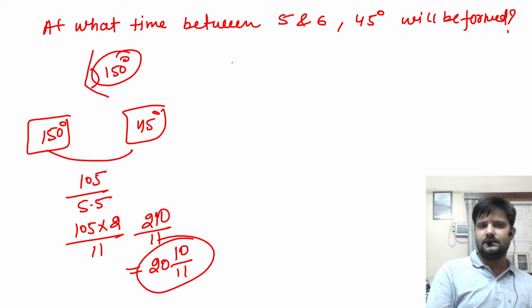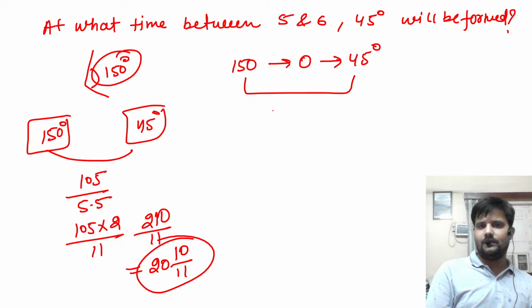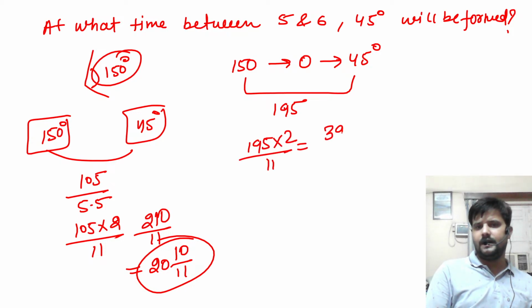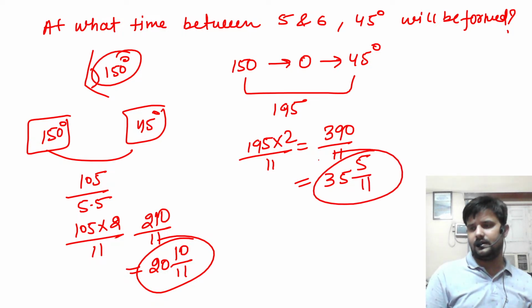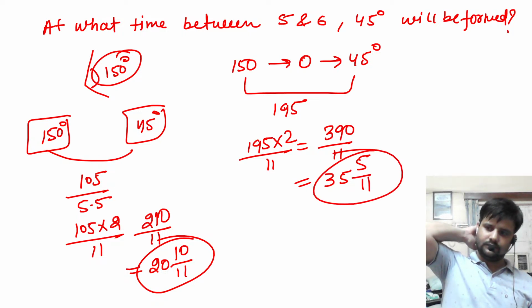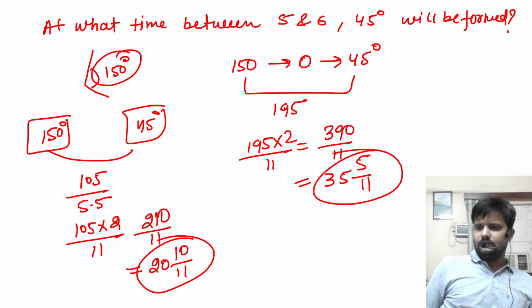Now the second instance of forming this angle would be 150 to 0 first, then from 0 to 45 degrees. So how much do you have to cover? You have to cover 195 degrees in that case. So the time taken would be 195 into 2 by 11 directly. Your answer would be 390 divided by 11, which is 35 5 by 11. That is your answer. I hope you got my technique here.